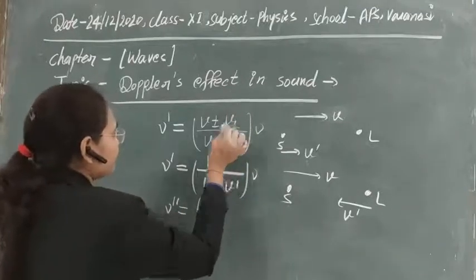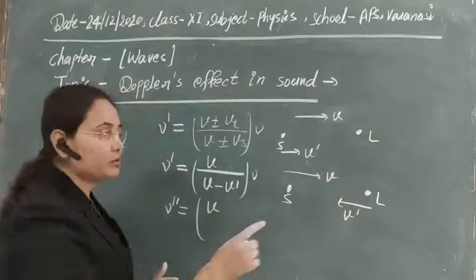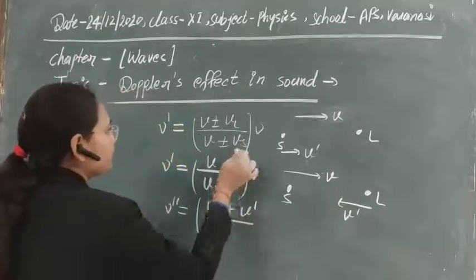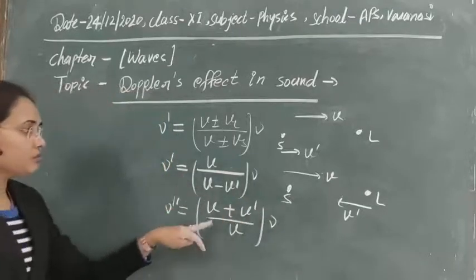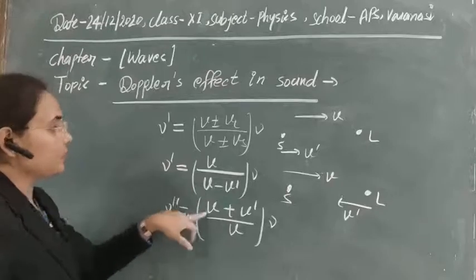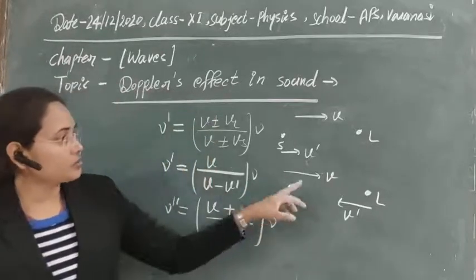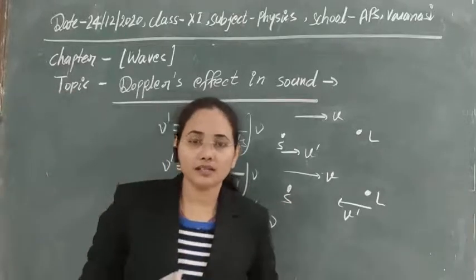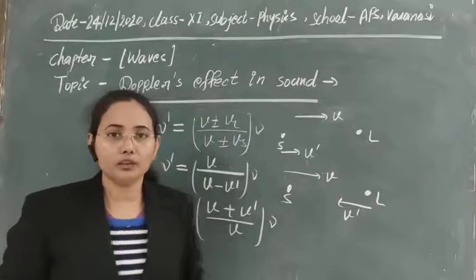Here, as there is opposite directional motion, these two velocities will be summed up, and Vs is equal to 0, so μ'' = (V + V')/V × μ. From these two equations you can see that μ' is not equal to μ''. It means that even though the listener and source are apparently moving with the same velocity relative to each other, the frequency heard by the listener is different in both cases.